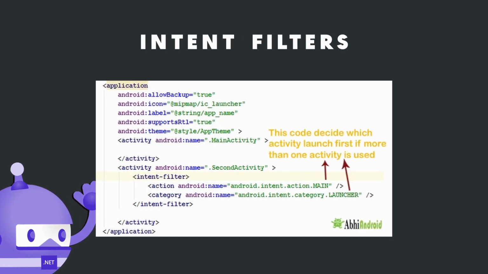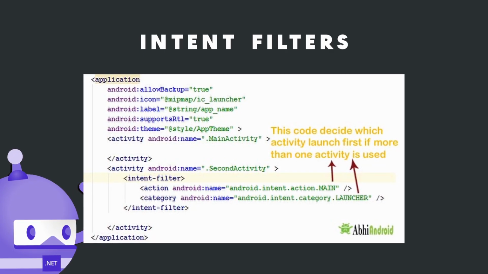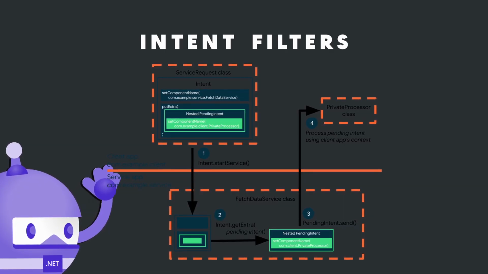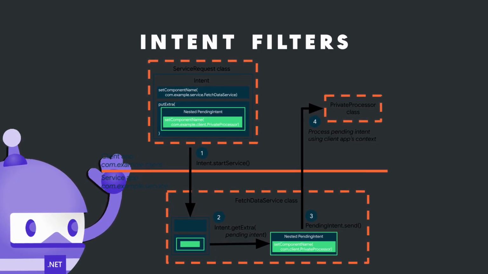Intent filters are declarations in an app's manifest file that specify the types of intents a component can respond to. They enable apps to declare their ability to handle implicit intents.